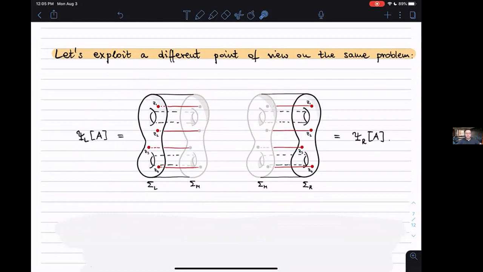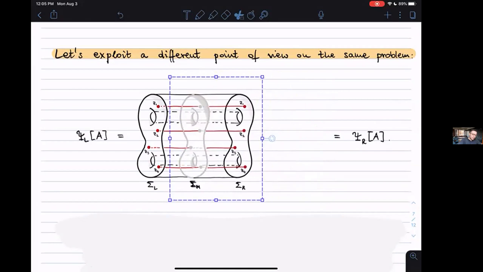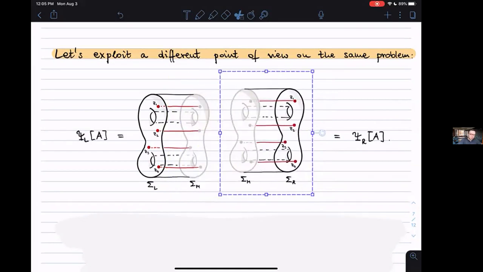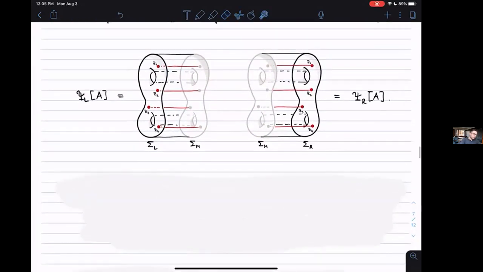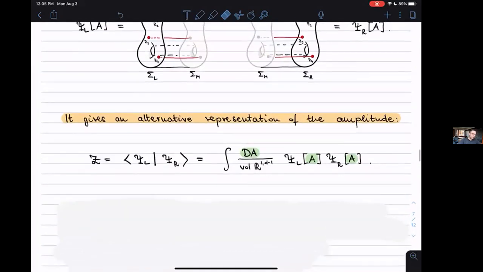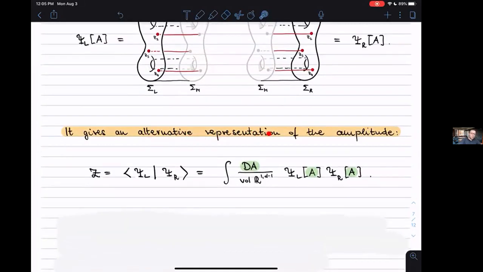left wave function, which is just going to be, we're going to slice our sandwich model into two separate pieces. And the left piece will define some kind of wave function coming from the left, and the right piece will define a wave function coming from the right. And of course, this is designed in such a way that if you put these two things together, we would recover the original sandwich. Okay, so both of these wave functions are functionals of the gauge field, which remains to be integrated over. Okay, so that gives us an alternative representation of the amplitude.